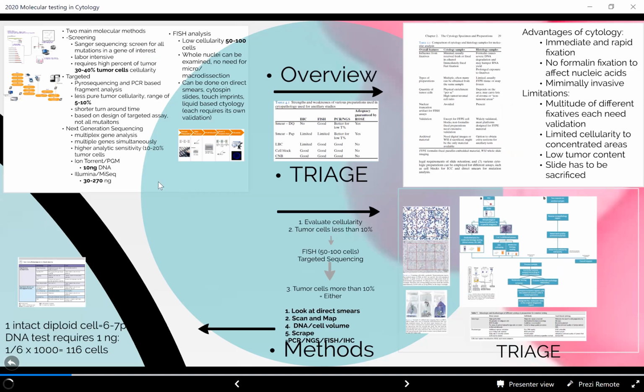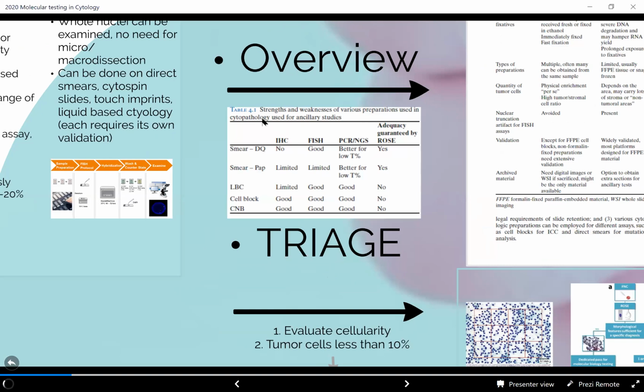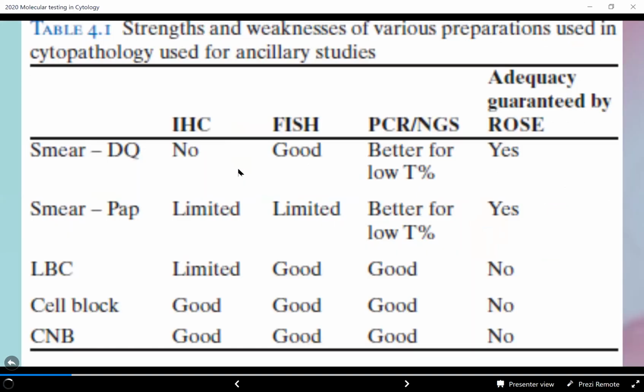Now, FISH also can be done, and you can use the whole slide. It can be done on direct smears and so on. And these have a low cellularity of 50 to 100 cells. So there's different strengths and weaknesses of each, right? You can't do immunohistochemistry on a smear, very limited otherwise. But FISH, you can do it. PCR and NGS is fine for low tumor volume. And you can also adequately guarantee it by ROSE.